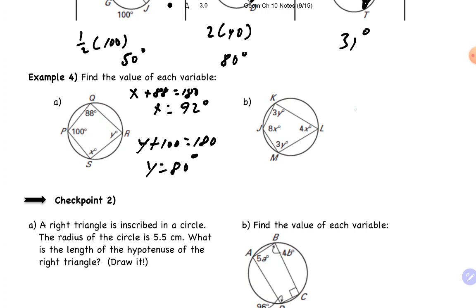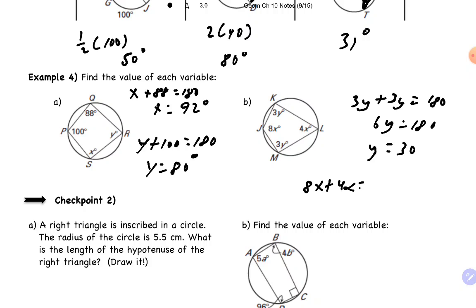Part B, same thing, opposite angles. So 3y plus 3y is equal to 180. So 6y is equal to 180, so y is 30. And 8x plus 4x equals 180. So 12x equals 180. So x equals 15.